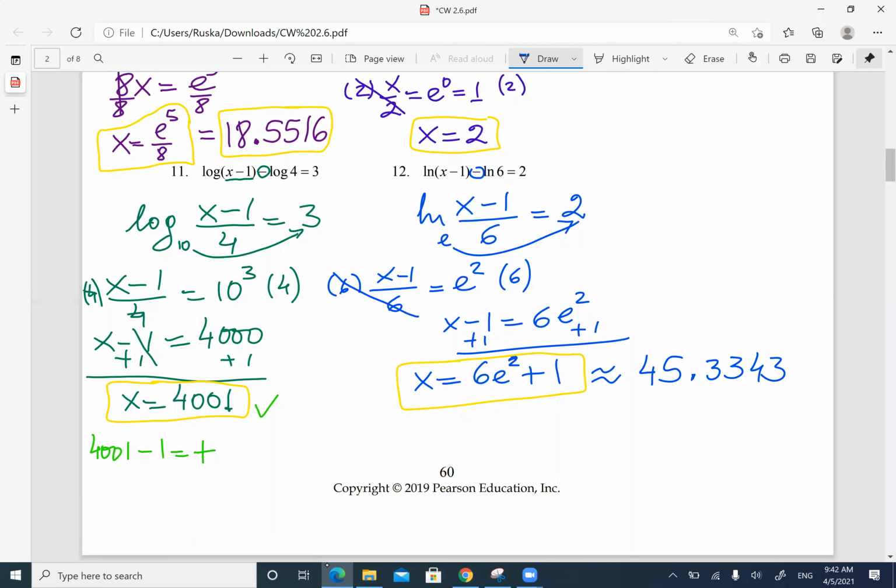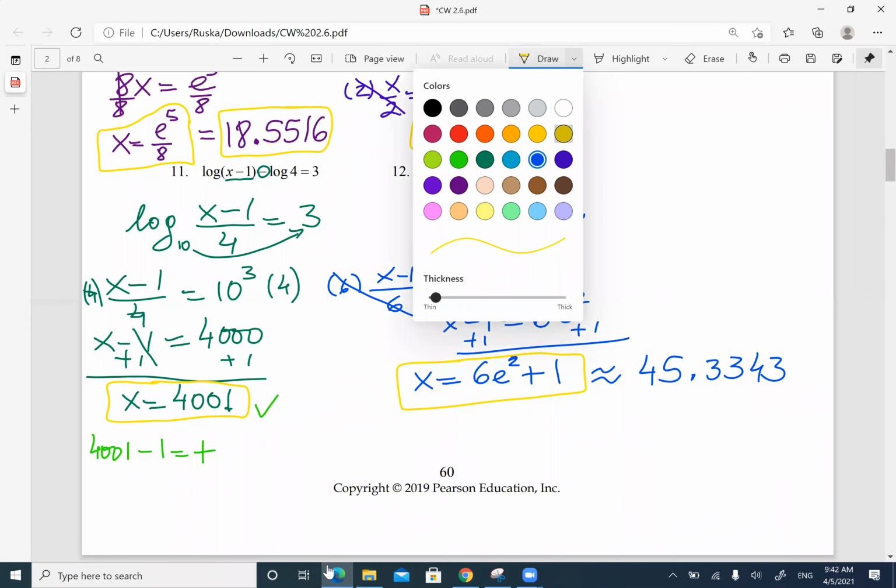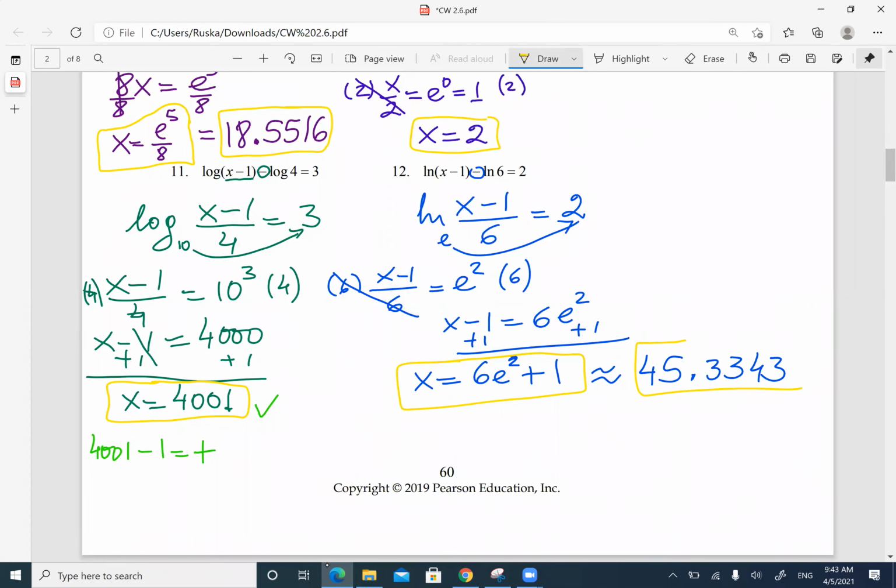Now, when I plug it in, it says x minus 1. So when I plug it in, it's going to be obviously a positive number. So this is a good number. This is my solution. Okay, so that's how you do this. Any questions so far?